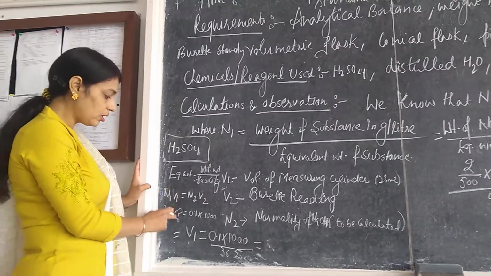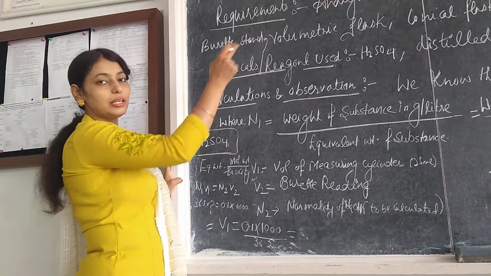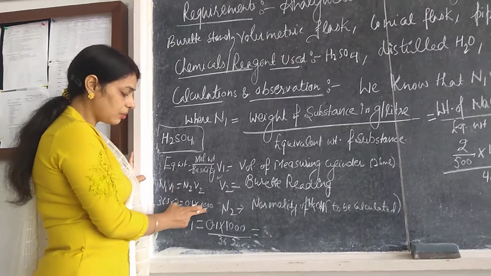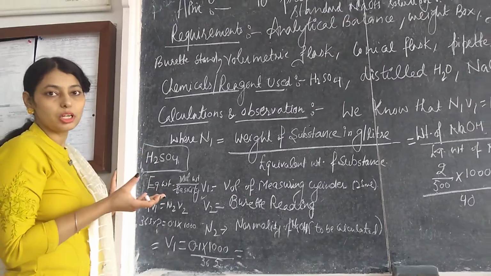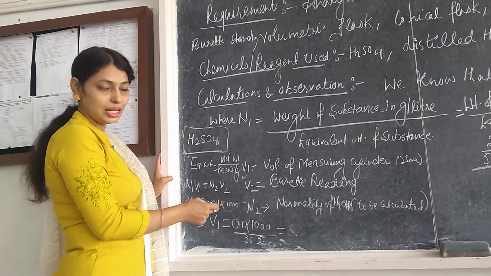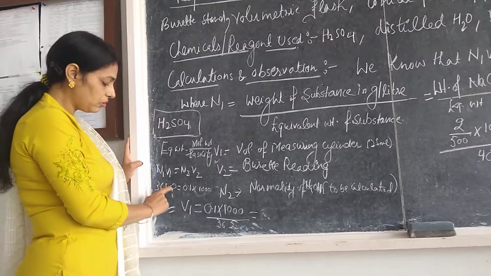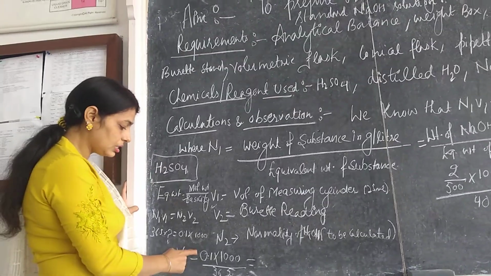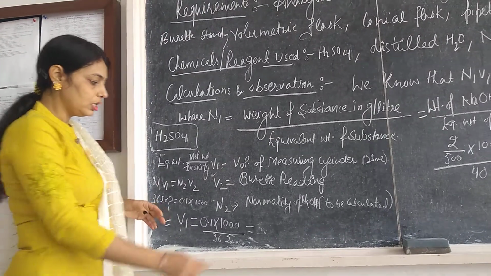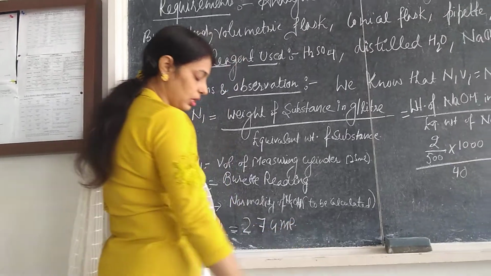V1 we have to calculate. N2 is the normality we want to prepare, that is 0.1, and V2 is the volume for which I am making my solution. If we are making it for 1000 ml, then V2 is 1000. Here I can calculate my V1: V1 is equal to 0.1 into 1000 upon 36.5. When we calculate this, it will give 2.74 ml.